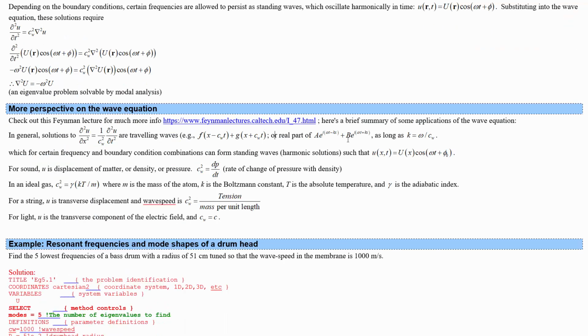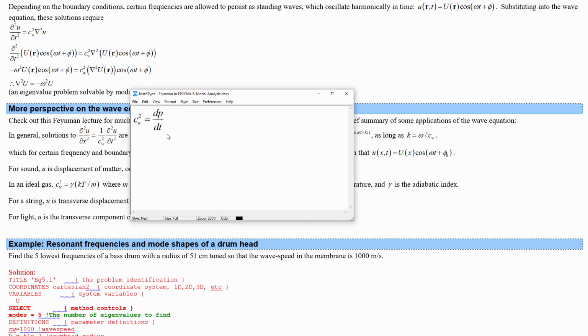So in general, solutions to this wave equation, here we've written in one dimension, are traveling waves as long as k is equal to omega over c_w. This is specifying that same constraint that we found there when we substituted it in. For certain frequency and boundary condition combinations, these can form standing waves. For sound, u means the displacement of the matter, or maybe the density or the pressure that's going on in this wave, and the wave speed is the rate of change of pressure with respect to density.